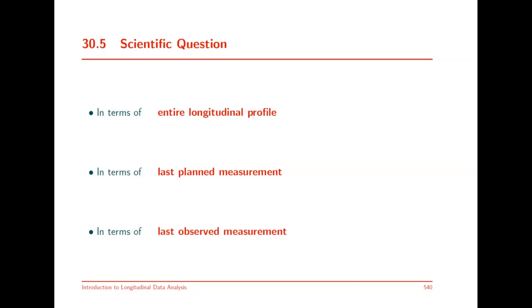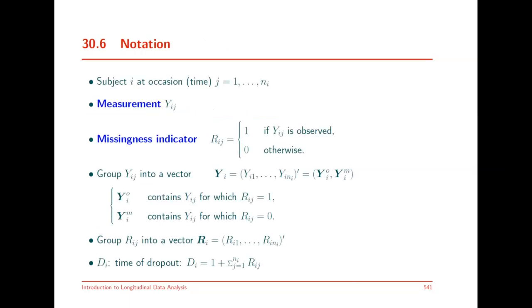Is it in terms of the entire longitudinal profile, for example, what is the slope? Or is it in terms of the last planned measurement? What would be the difference in, let's say, visual acuity or blood pressure at the end of the study? Knowing that not everybody makes it to the end of the study, how are we then going to answer that question? The notation is still the same. We introduce a missing data indicator, R.